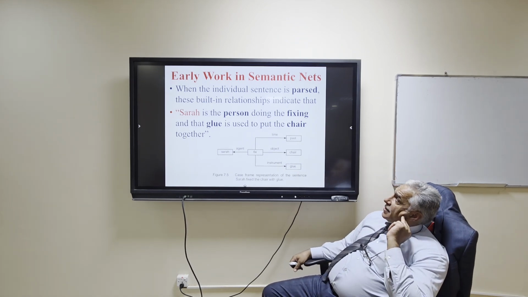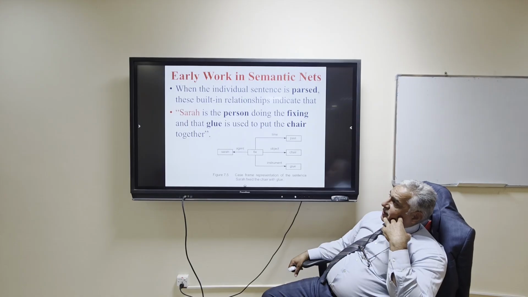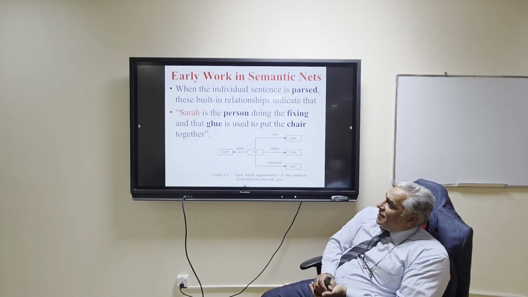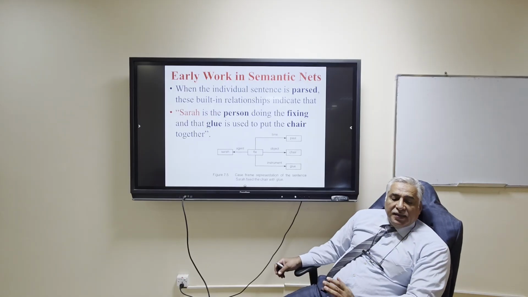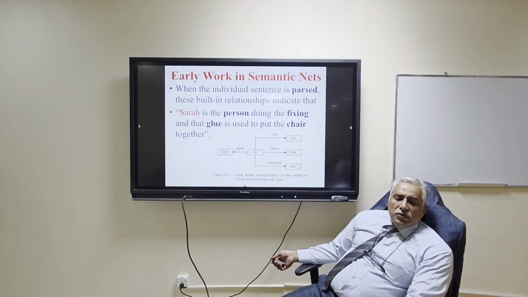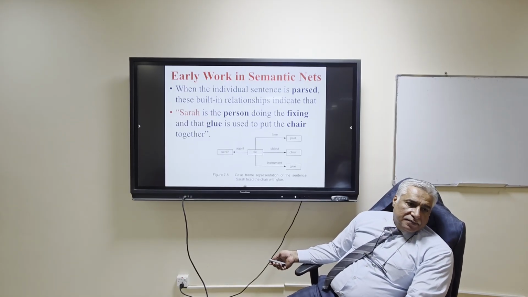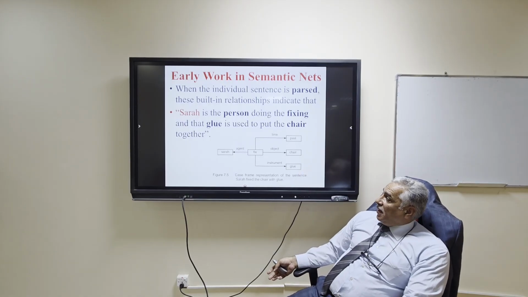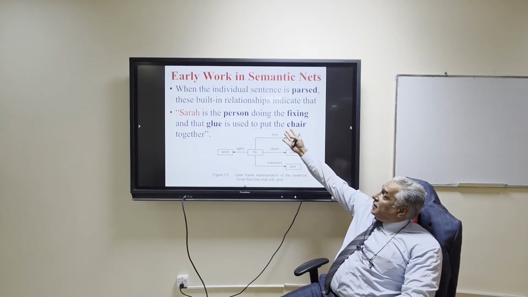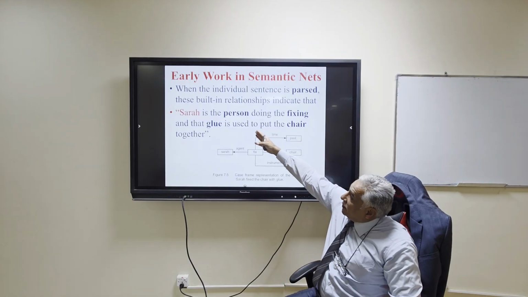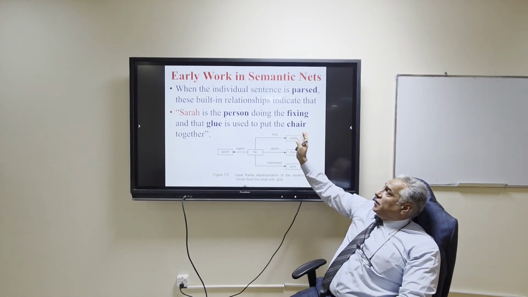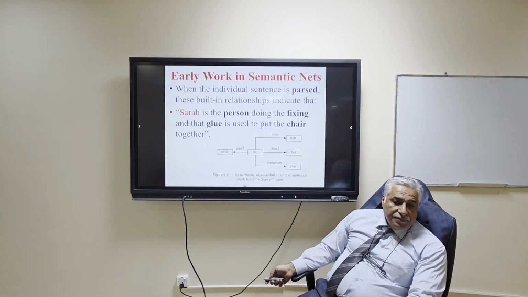Here, in the individual sentence parsing, these built-in relationships indicate that Sarah is the person doing the fixing and that glue is used to put the chair together. The figure can give this meaning of the parsing: that Sarah is the person doing the fixing and the glue is used to put the chairs together.